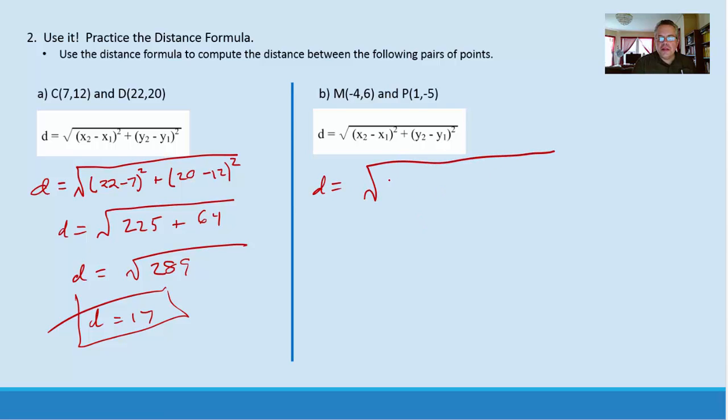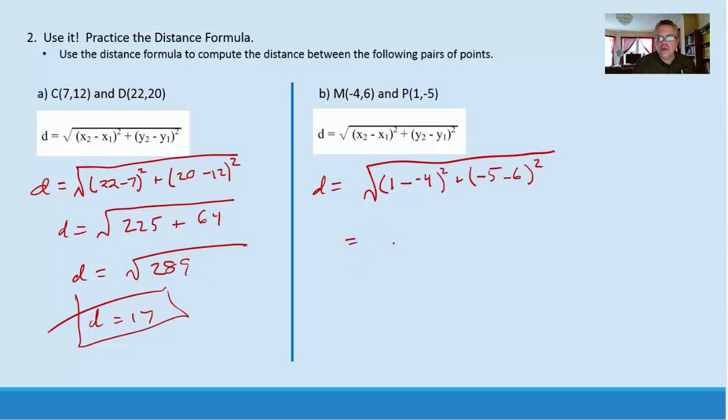Do x2 minus x1, whether they're positive or negative. So it'd be 1 minus a negative 4, because x1 is negative 4. So don't drop the negatives. Plus y2 minus y1, whatever they are. So it's negative 5 minus 6. So I'm following the formula very carefully.